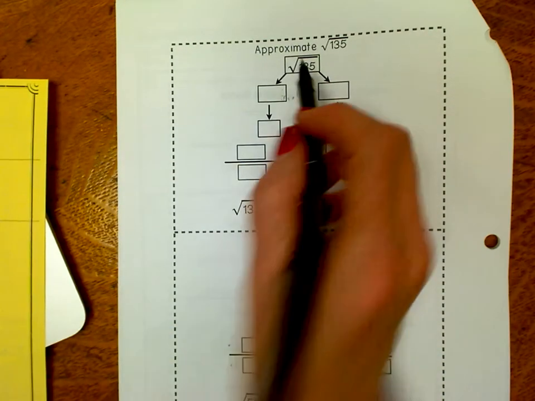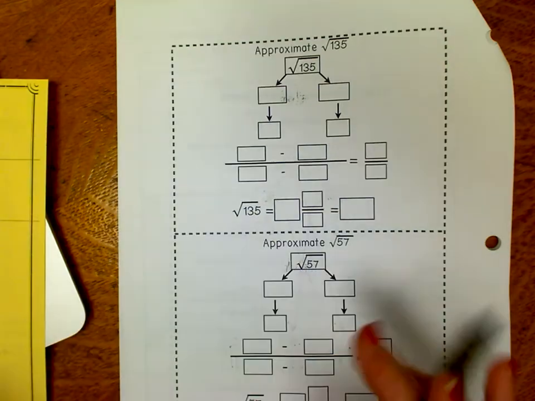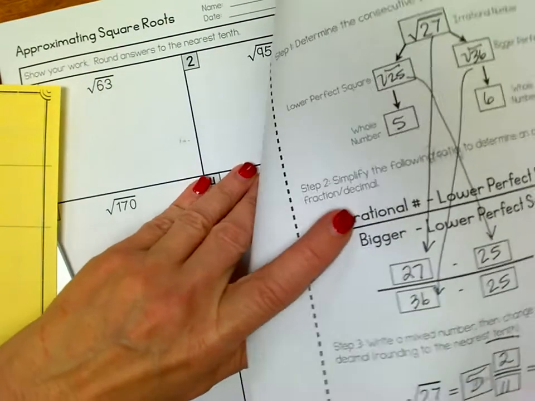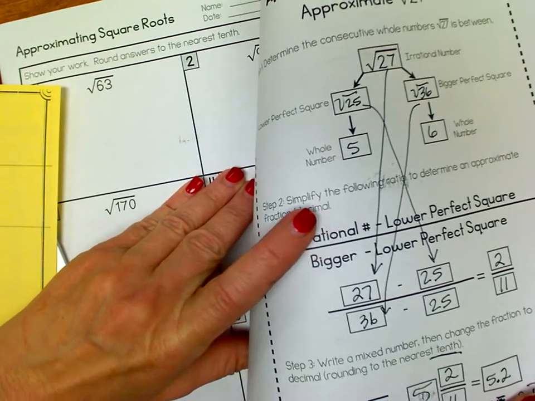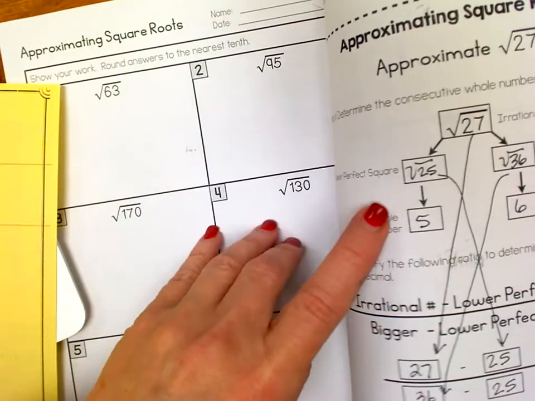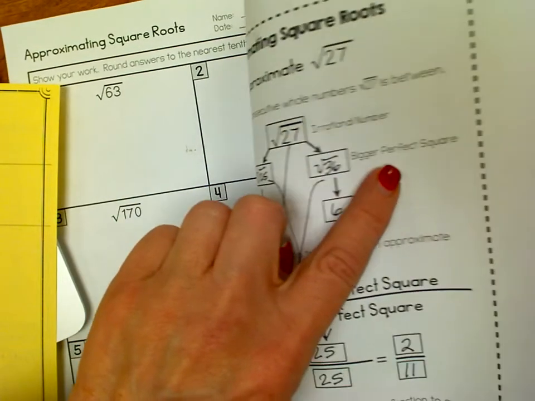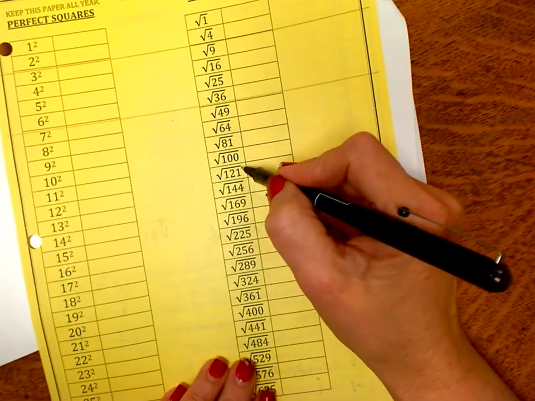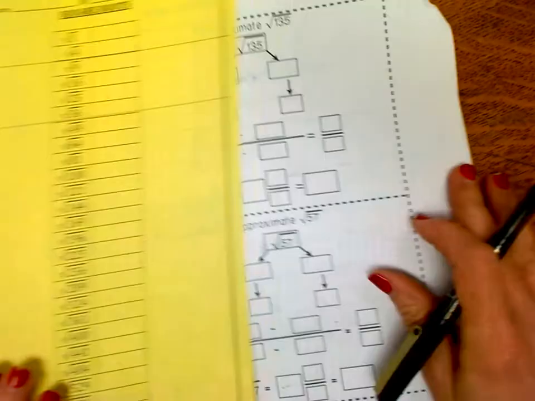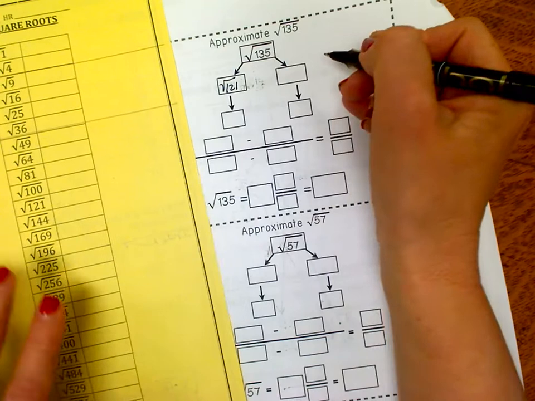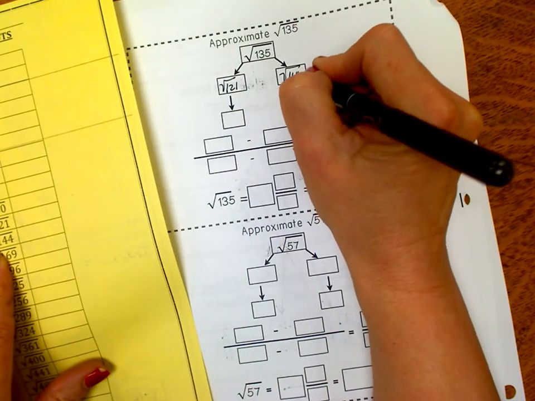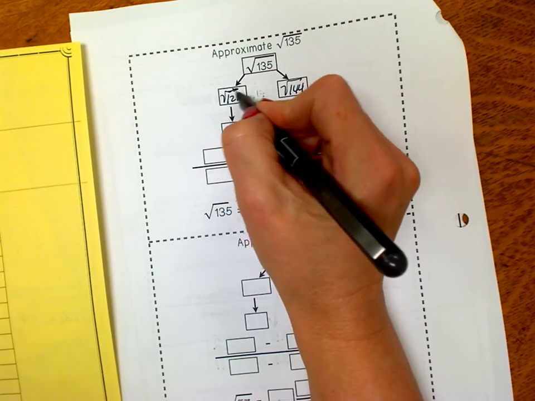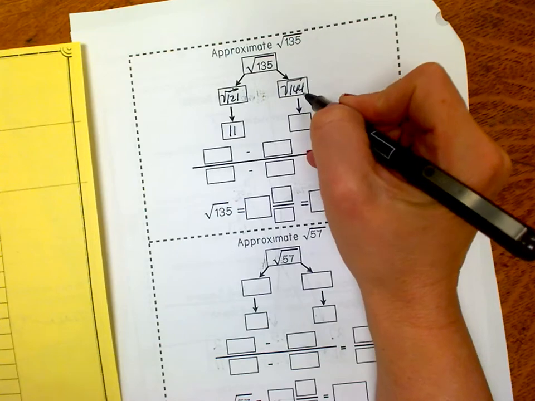All right, the square root of 135. We're going to approximate the square root of 135. So the first step, now here's what I'm going to do. I'm going to keep going back to here and see what did I write? How did I do this? So the first thing you're going to do is write the lower perfect square and the bigger perfect square. So for the square root of 135, I'm going to look at my yellow sheet. The square root of 135 is going to fall between the square root of 121 and the square root of 144. So it's going to fall between those two perfect squares. Now, evaluate. The square root of 121 is 11. The square root of 144 is 12.